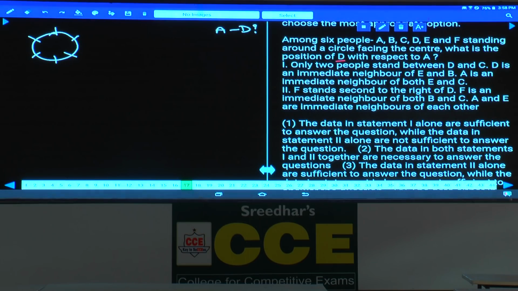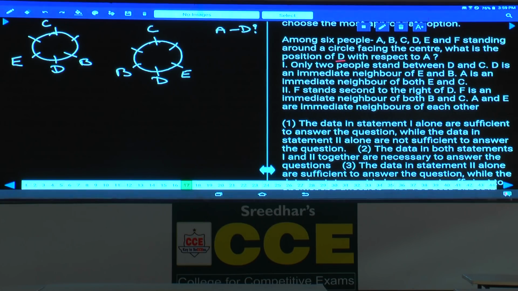Then condition number 1, only 2 people between D and C. Among these 6 persons, only 2 people between D and C is nothing but they are opposite to each other. D is an immediate neighbor of both E and B. As D is an immediate neighbor of both E and B, E can be either to the left hand side, then B will be to the right hand side. Or if E is to the right hand side of D, then B will be towards left hand side. And so how many possibilities do we have? We have some 2 possibilities.